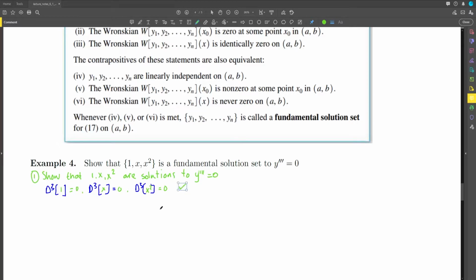So that checks out. Now, according to the previous theorem, we need to show that one of conditions 4, 5, or 6 is met. So we will show that the Wronskian is never equal to 0, but you could also just show that it's not 0 at some point. So we're going to show that the Wronskian of 1, x, and x squared is never 0.